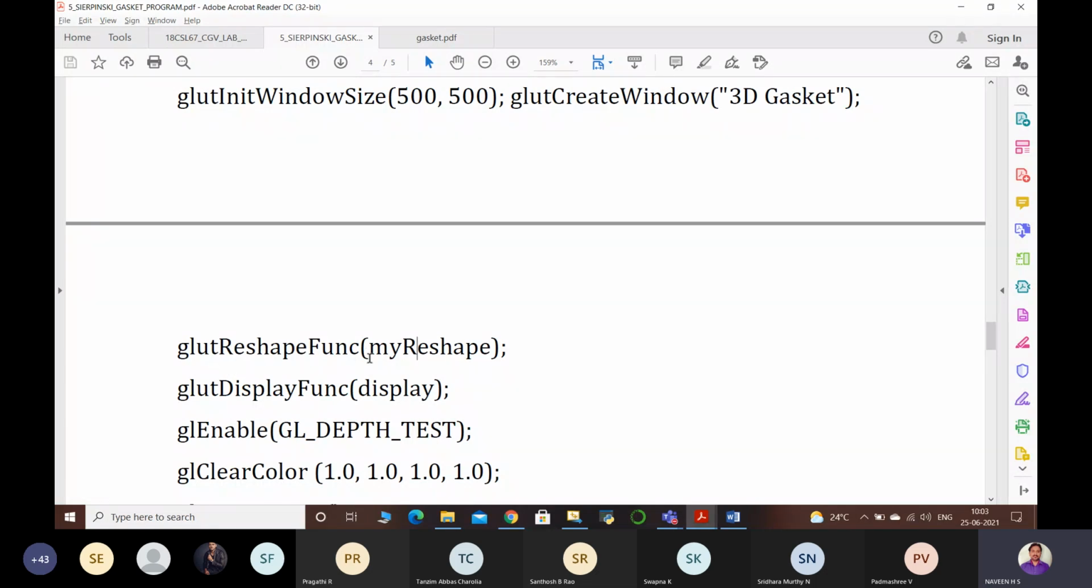Next is glutReshapeFunc of myReshape. So whatever I am projecting as my object in a viewport, whenever this function is triggered, that is, when the window is reshaped, whenever the values of your width or height or whatever vertices values you pass change, the object is reshaped according to those values, and the same thing is visible on the viewport, on the output screen, projection plane or computer screen, whatever it may be, on the display output devices. So that is what the reshape func does.